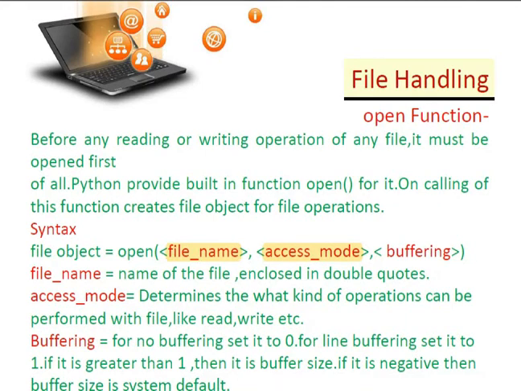So for no buffering it is set to 0. For line buffering it is set to 1, if you want to buffer line by line. If it is greater than 1, then it is the buffer size, how many lines I need to buffer. If it is negative, then the buffer system is default, meaning it will read the files on its own. Let's see what further these three things come to.